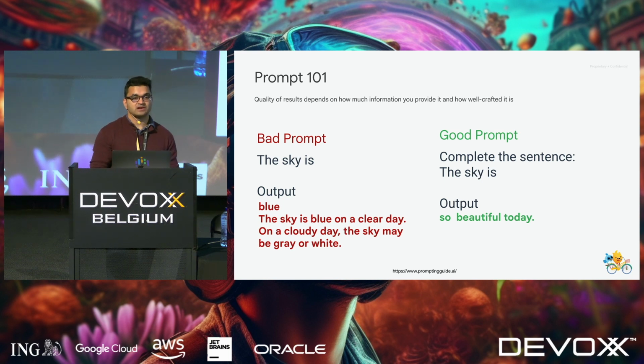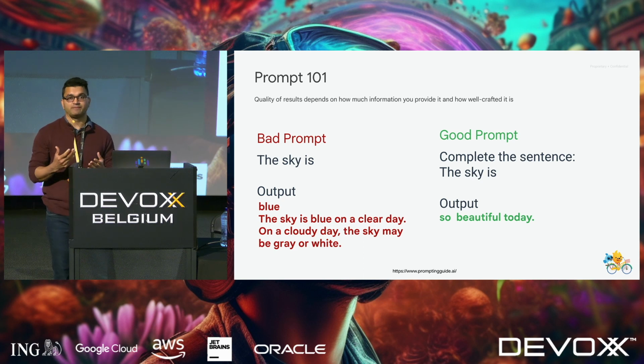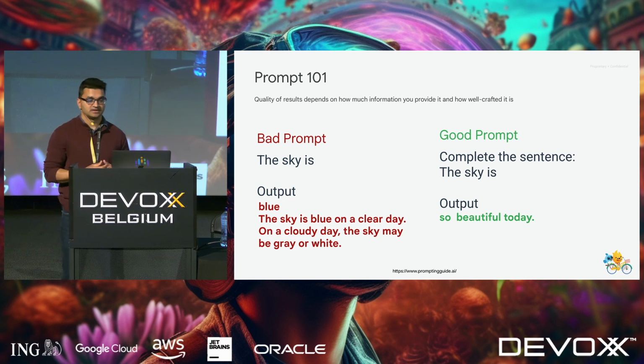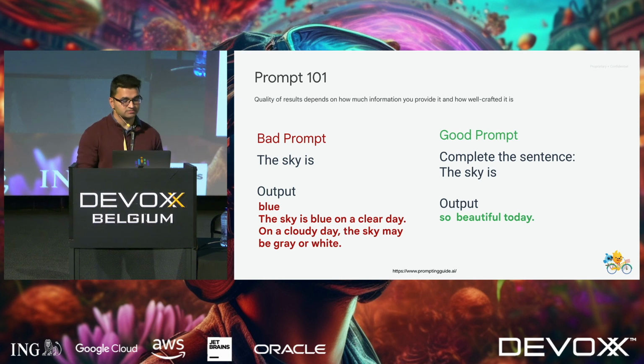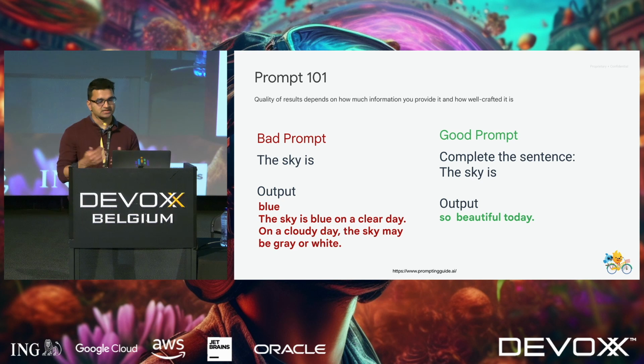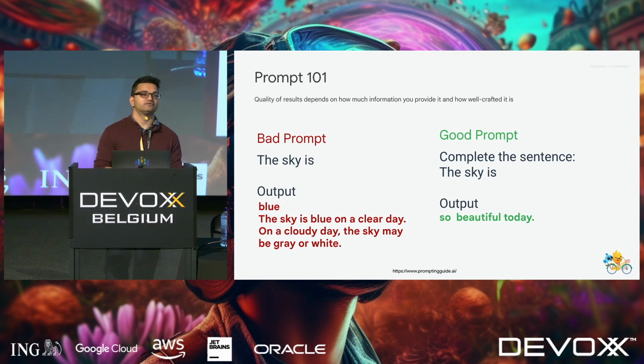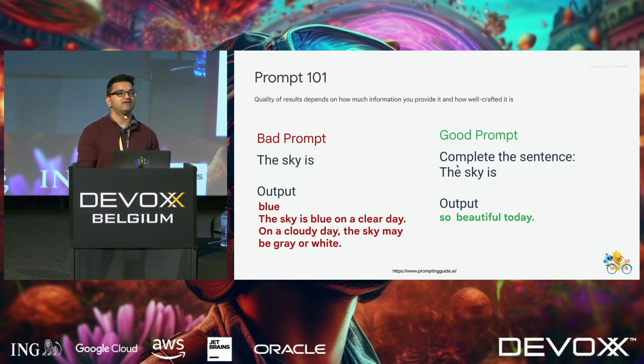The quality of results largely depends on the information that you provide and how you craft it. So for example, an example of a bad prompt is "the sky is," and the model here outputs "blue, the sky is blue on a clear day, on a cloudy day, the sky may be gray or white," which might not be what you're looking for, right? A good prompt is "complete the sentence, the sky is," and then the model outputs "so beautiful today." So as you can see here, just changing the prompt makes the model behave much more in line with what you want it to do.